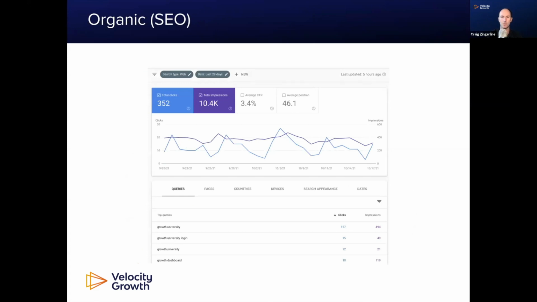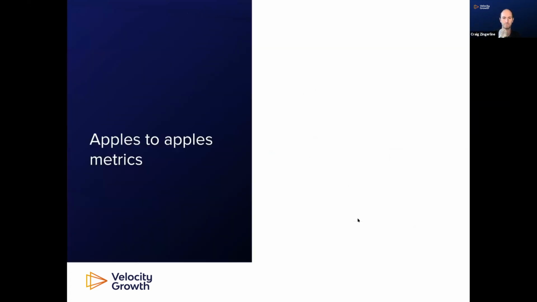Organic SEO, this is Google Webmaster Tools. It's their search console, which we use all the time to actually look for keywords. This is traffic that's hitting organically. So I can see, okay, I'm getting impressions and or clicks on these different keywords, and this is organic. And is that improving over time? Is that velocity going up?